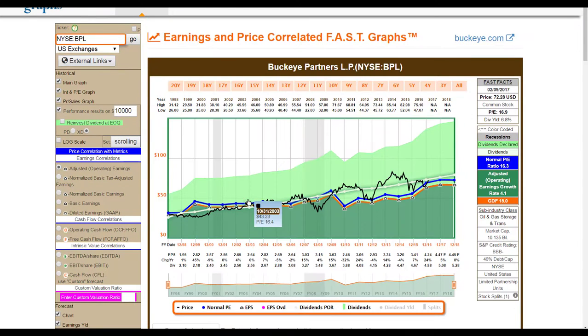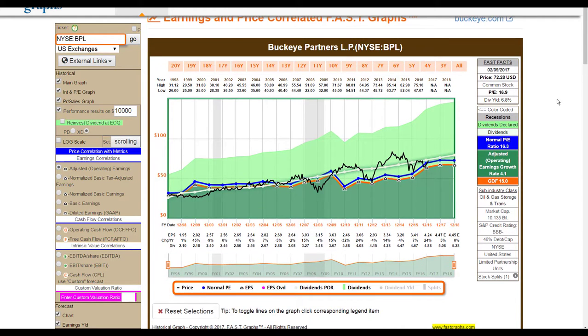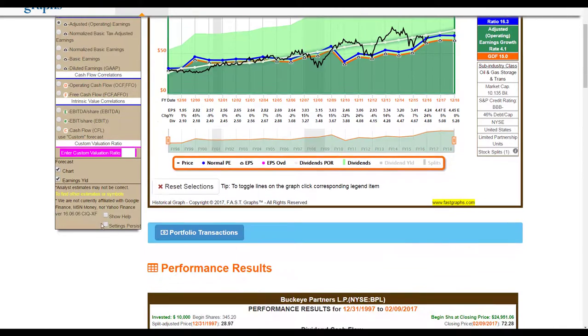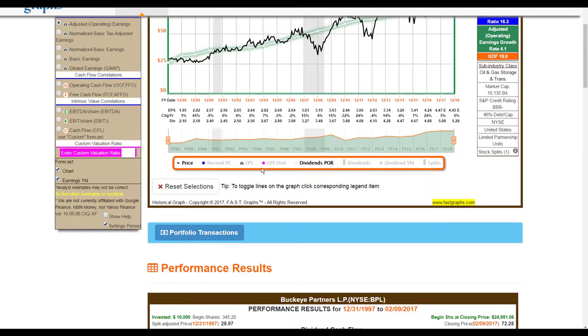Now, I've gone back to the FastGraph on Buckeye Partners looking at adjusted operating earnings here. And I'm going to show you a little trick that I found. I'm going to readily admit that I do not consider this to be necessarily sophisticated financial analysis, but there's something that I discovered when evaluating MLPs that I find very interesting. Since these are primarily income-producing investments, what I like to do is go down to the orange navigation bar, and I like to take everything off of the graph except dividends.